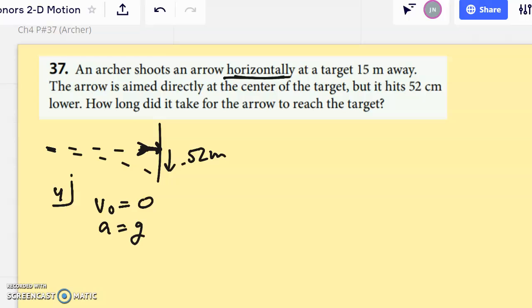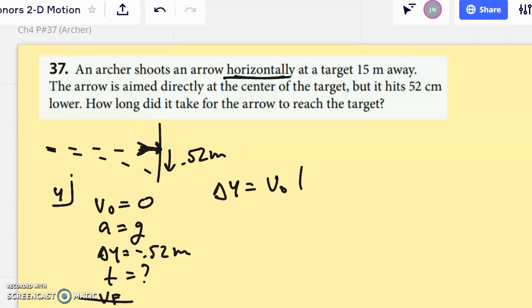The displacement, delta y, is going to be a negative 0.52 meters down. And I'd like to know the time. The one thing that's not involved here is the final velocity. So I'm going to pick an equation that doesn't have final velocity in it. So how about going over to my equation sheet and I say delta y equals v0 t plus 1/2 a t squared.